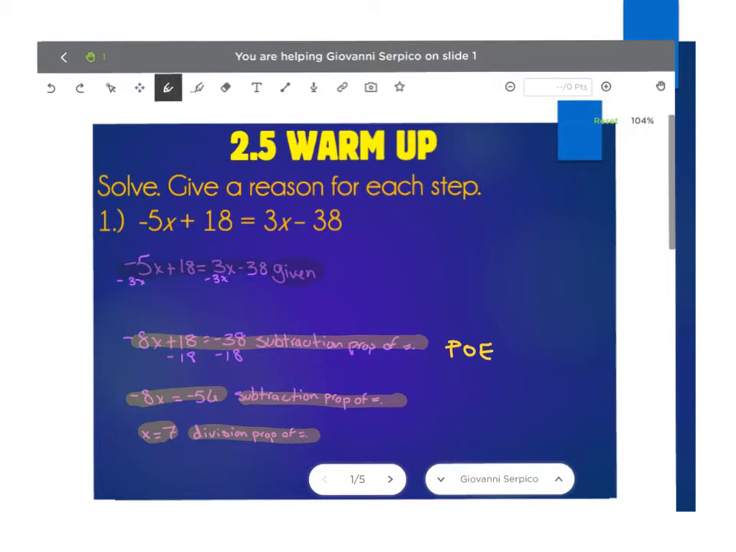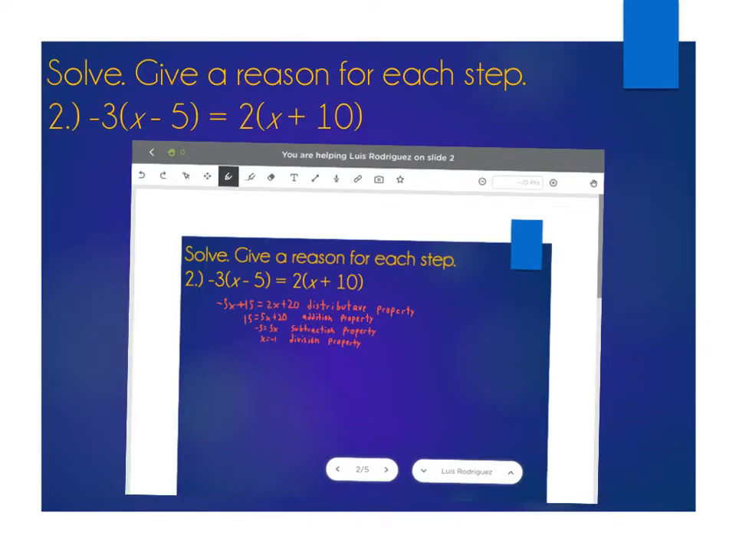If I skipped a step, like I did both of the adding at once, okay, as long as it's the same step, as long as it's the same reason, you can do them together like that. Okay, then the second one was -3 times (x minus 5) equals 2 times (x plus 10).